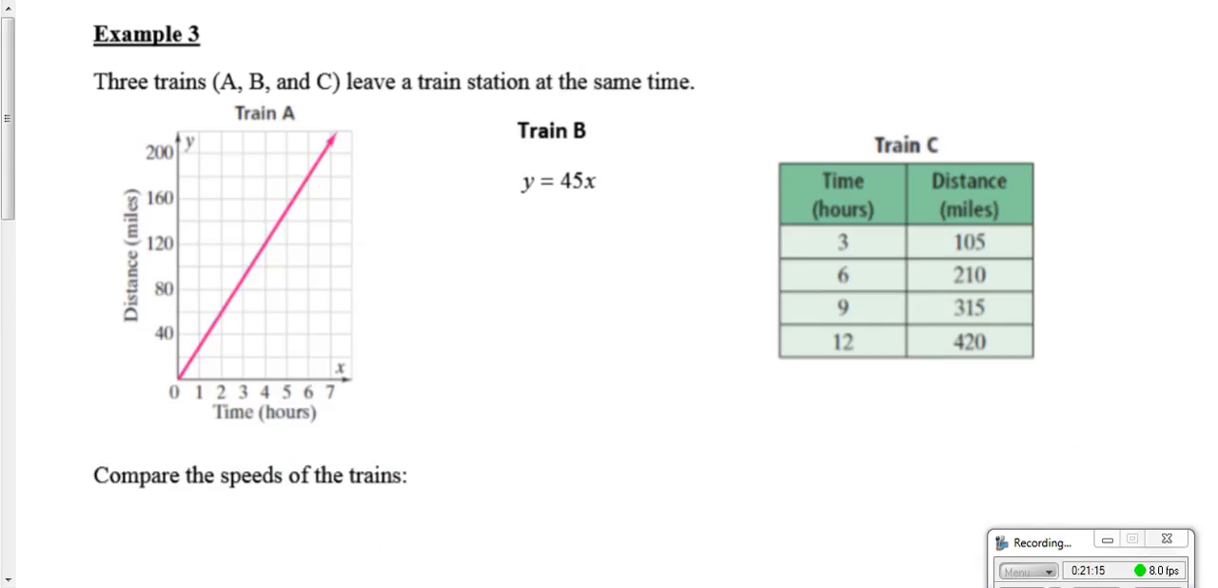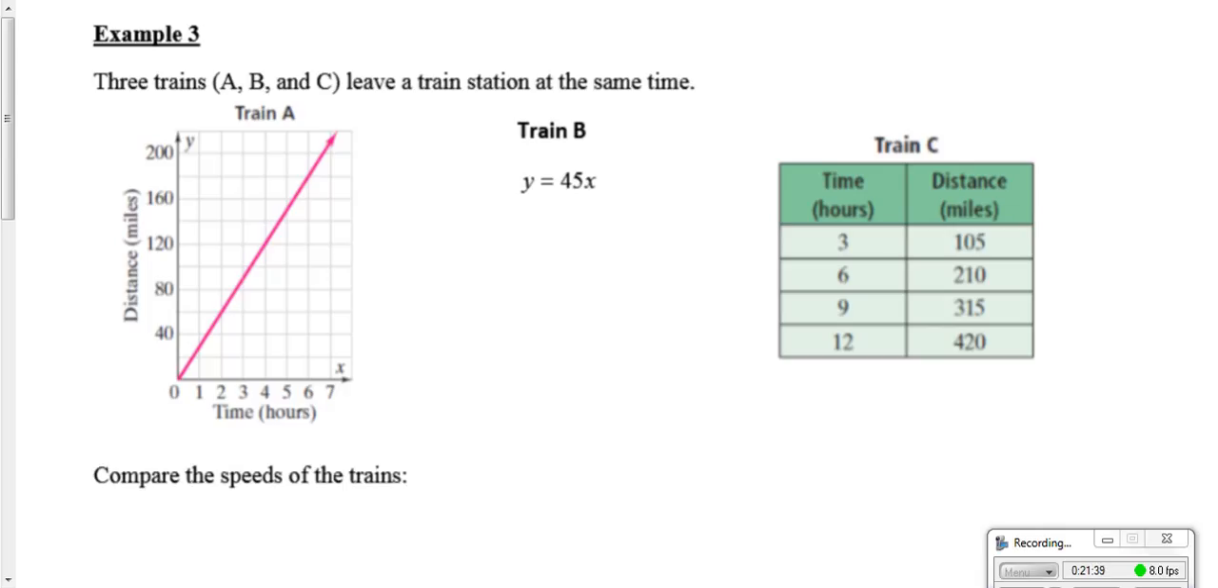Okay, example number 3, we have 3 different trains leave a train station at the same time. We're going to compare the speeds of the train. So this is a little bit more basic, a little bit more direct of a type of question. We're just comparing the speeds of the train. When we are talking about the speed of the train, in this case, we can use the graph and the table to really help us figure this out.